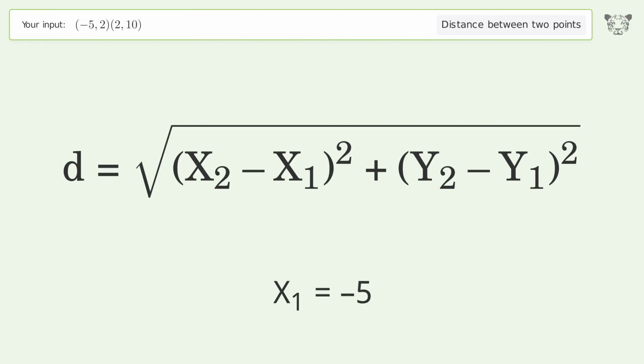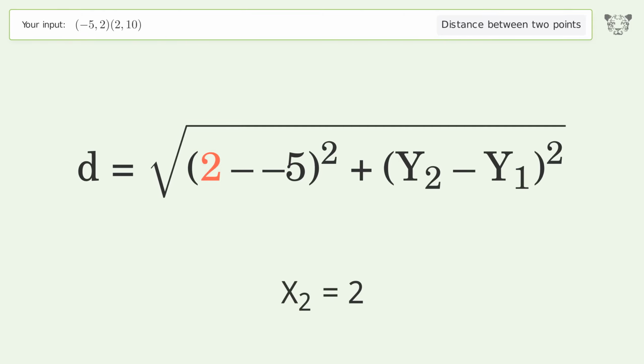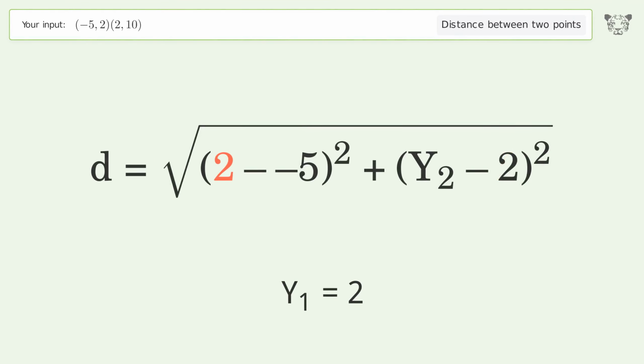x1 equals -5. x2 equals 2. y1 equals 2. y2 equals 10.